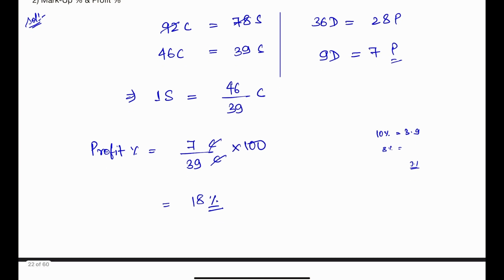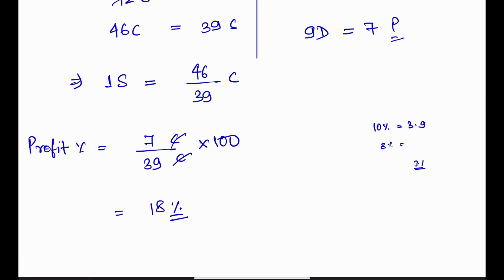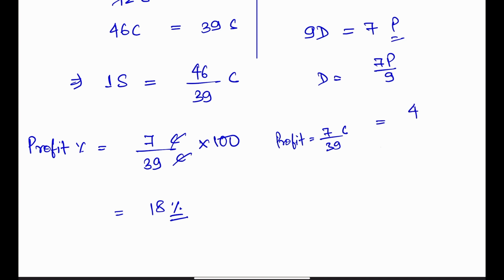So there's one more way. Profit percentage is this much, and my profit in the numerical form is 7 upon 39C. If I use it over here, then discount will be in the form of 7P upon 9. So eventually my discount will become 49C upon 39. This will be my discount.